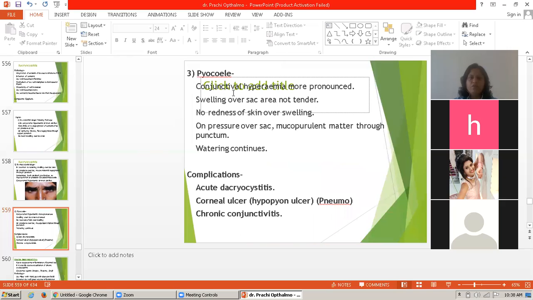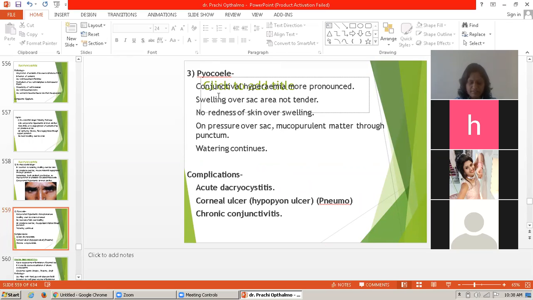Third is pyocele. When the conjunctival hyperemia is more pronounced and the swelling over the sac area is not tender, and there is no redness of the skin over the swelling, on pressure over the sac there is mucopurulent matter through the punctum with the watering continuing.